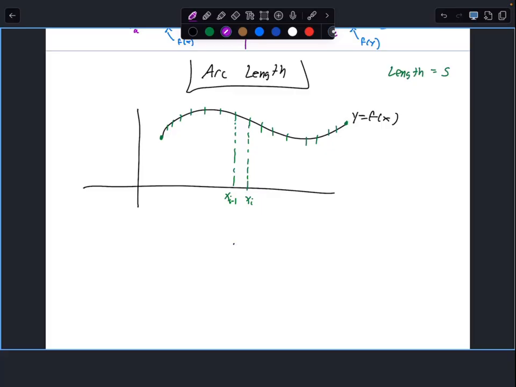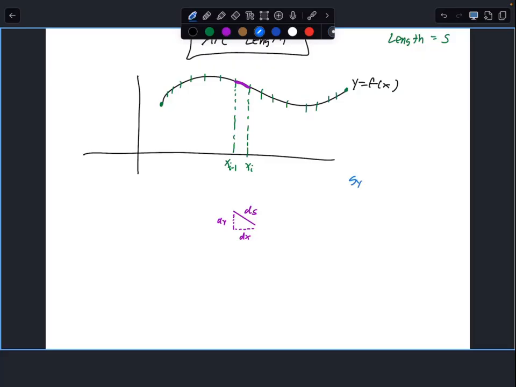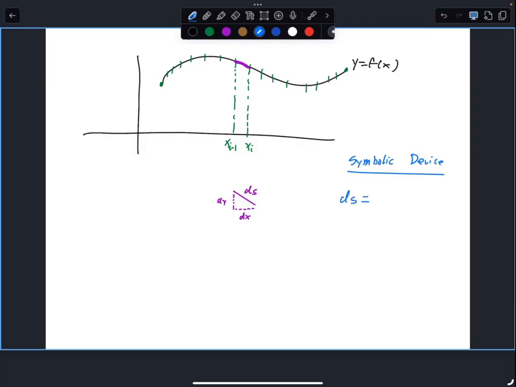Yeah. So that little piece that I am now trying to find right here, if the whole thing is s, then this piece is ds. Okay, if I zoom in long enough, that little part from right here is going to be a line like this, and therefore there is a dx portion of it and a dy portion of it. This is utilizing a symbolic device that I like to use. Basically, ds is equal to the square root of dx squared plus dy squared.